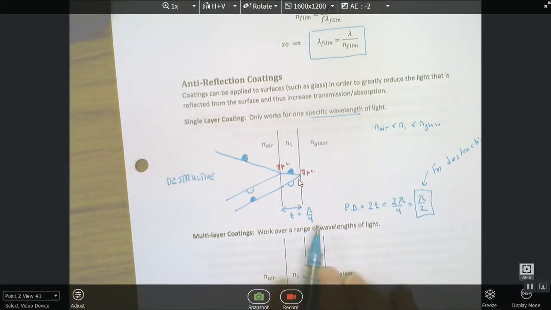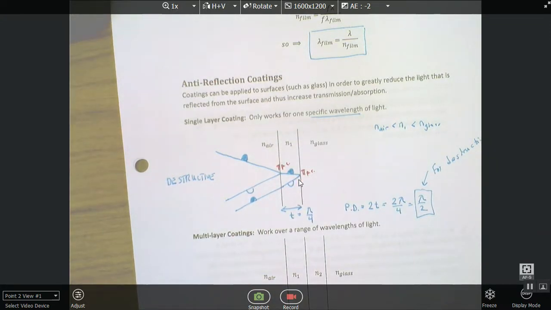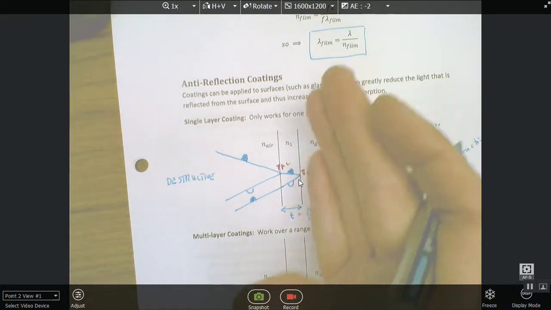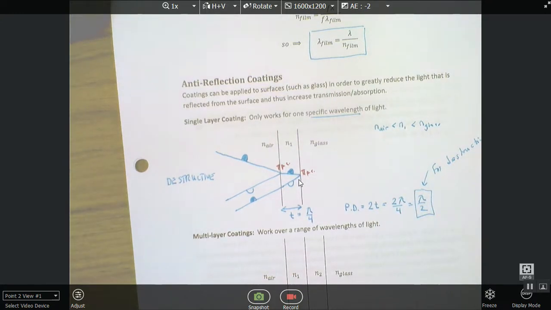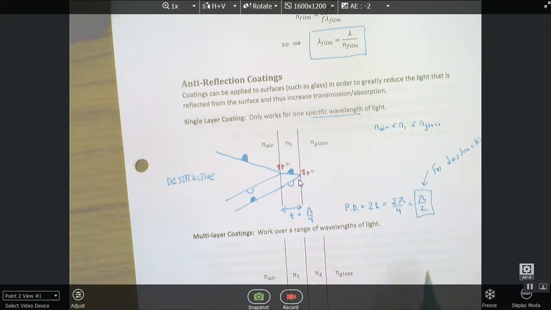So what they have to do is pick the non-zero case. They can't put a zero phase, like an infinitely thin coating on that. It's actually very difficult to do. So what they do is they go to a quarter of the wavelength of the light inside the material here, and they know it'll be out of phase by half a wavelength, and therefore you'll get destructive interference.